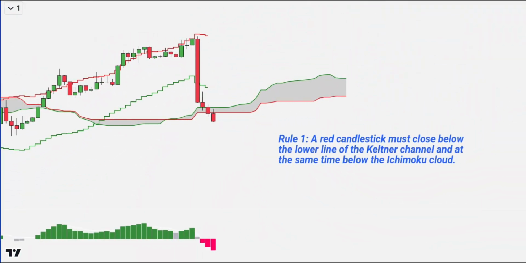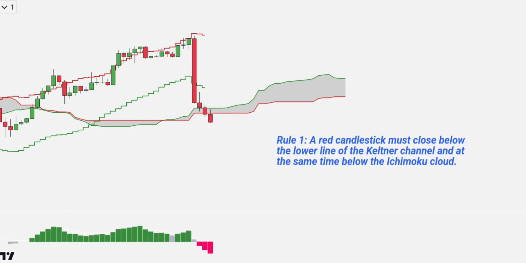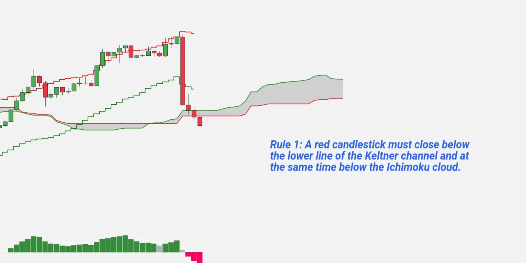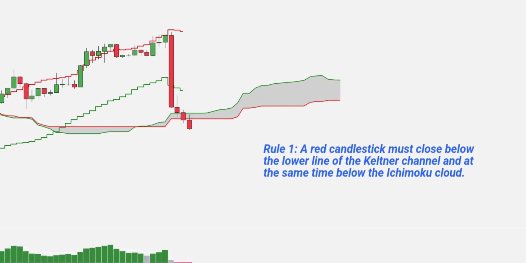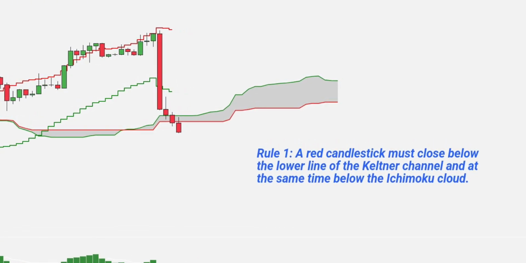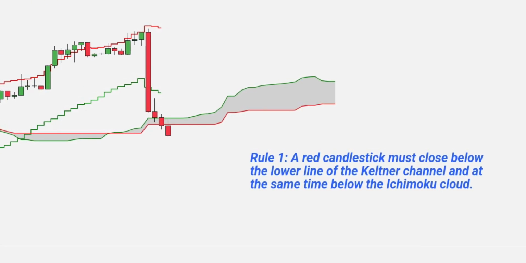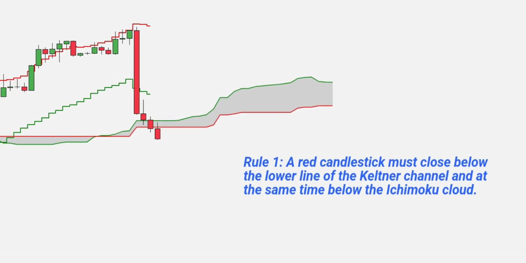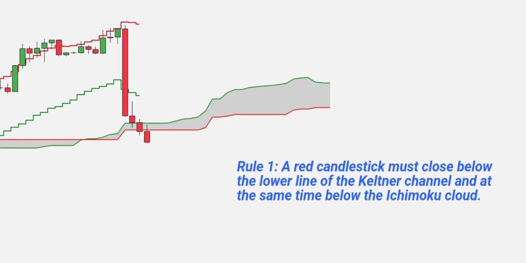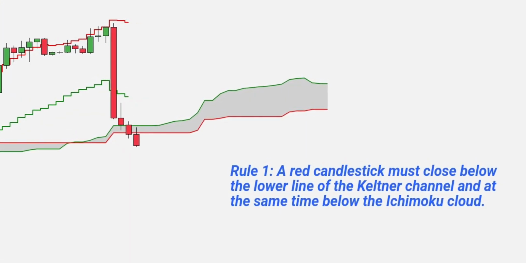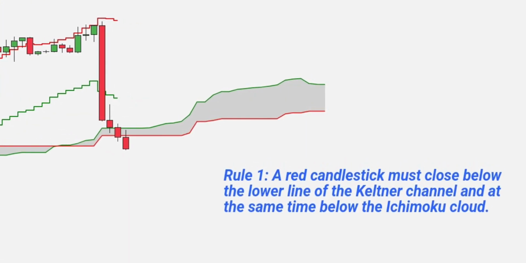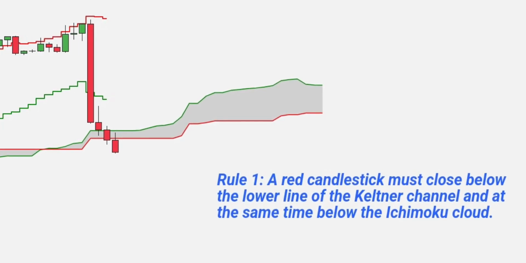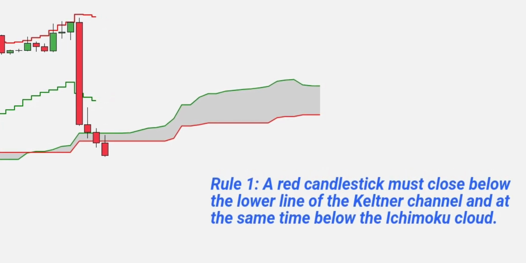Short position Rule 1. Closure below objective. Identifying short position opportunities. Condition: a red candlestick must simultaneously close below both the lower line of the Keltner channel and the Ichimoku cloud. This rule serves as the initial filter to identify potential short position opportunities. Closing below both the lower line of the Keltner channel and the Ichimoku cloud indicates a bearish momentum, confirming that the criteria for entering short positions are met.